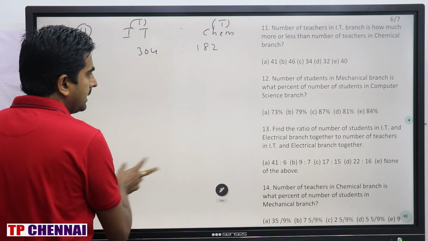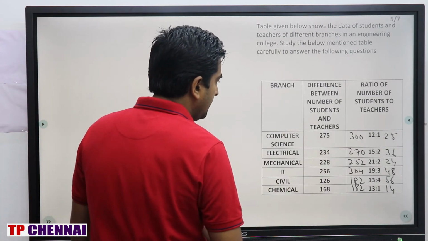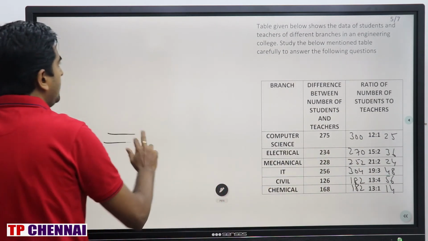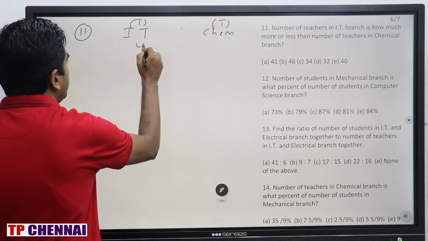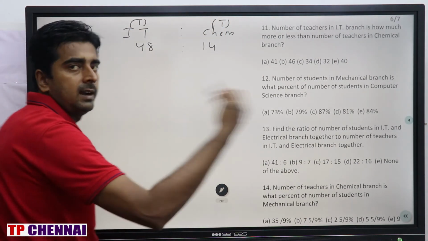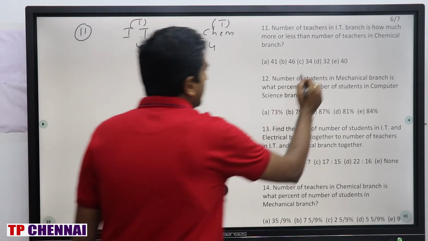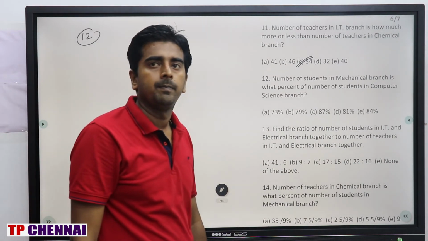So we again will see the data. Teachers in IT. Okay, teachers 48 and 14. Right hand side is nothing but teachers. What is the difference here? 34. So what is the answer? Third option. Clear?